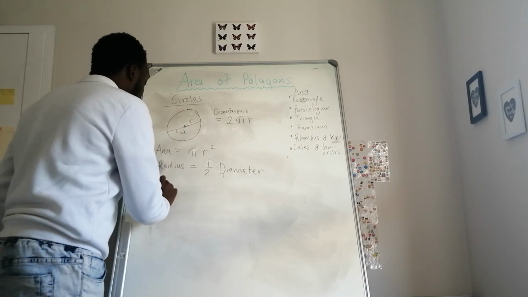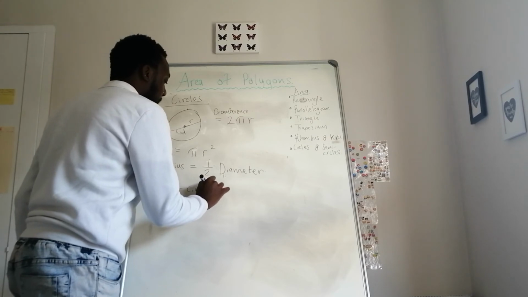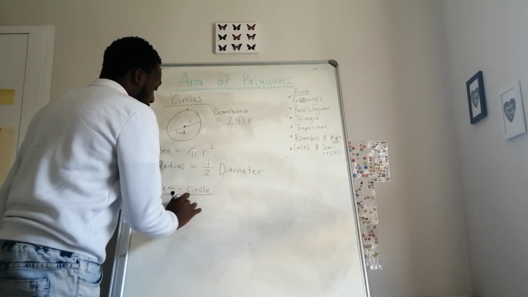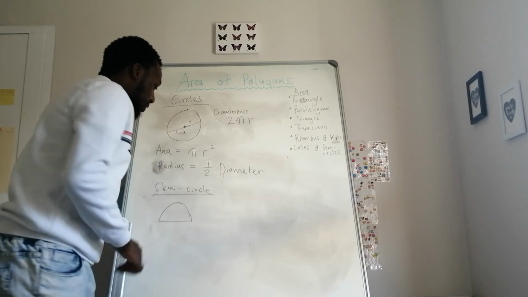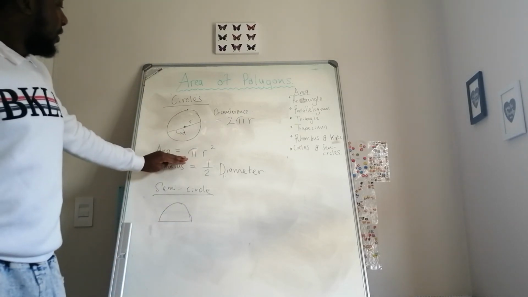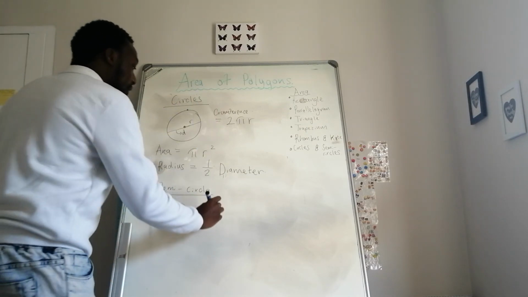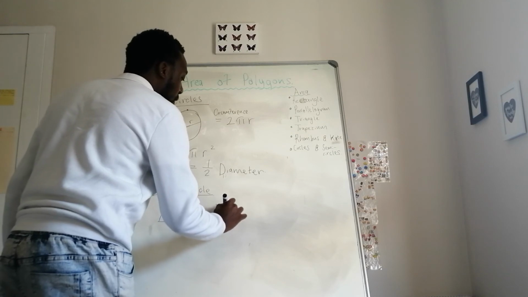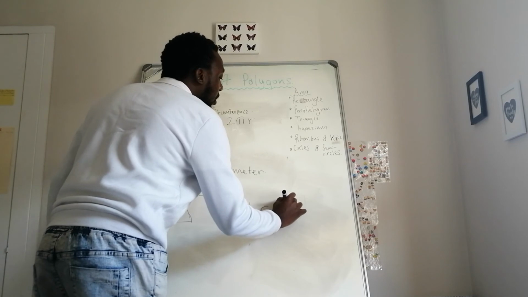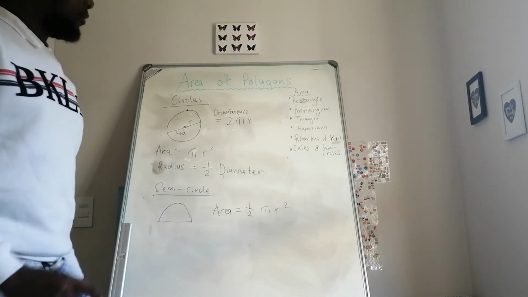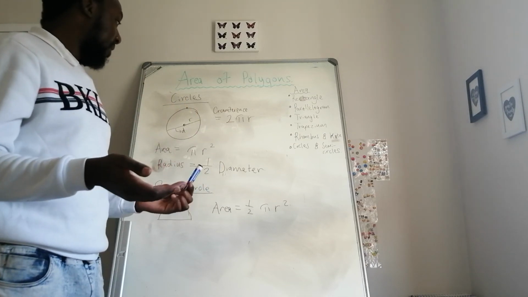For a semicircle, remember, it is just half of a circle. So now you look at the area of a circle, we're talking about half of that, then the area of a semicircle will therefore be half pi r squared. That's the area of a semicircle. I hope you guys are with me.